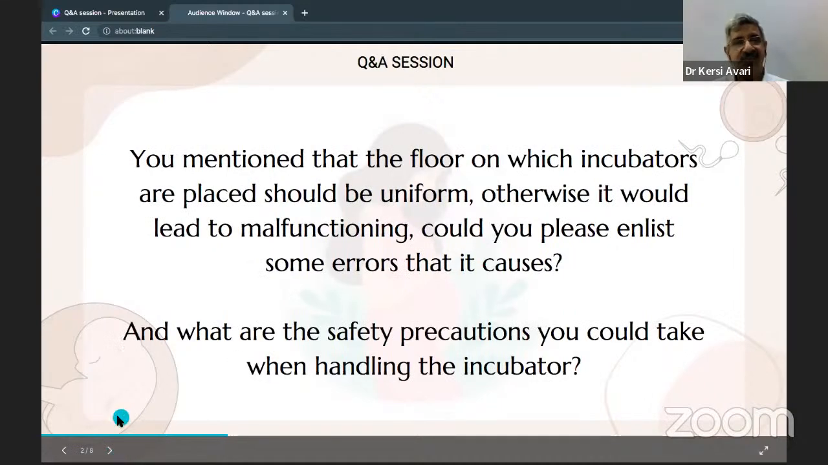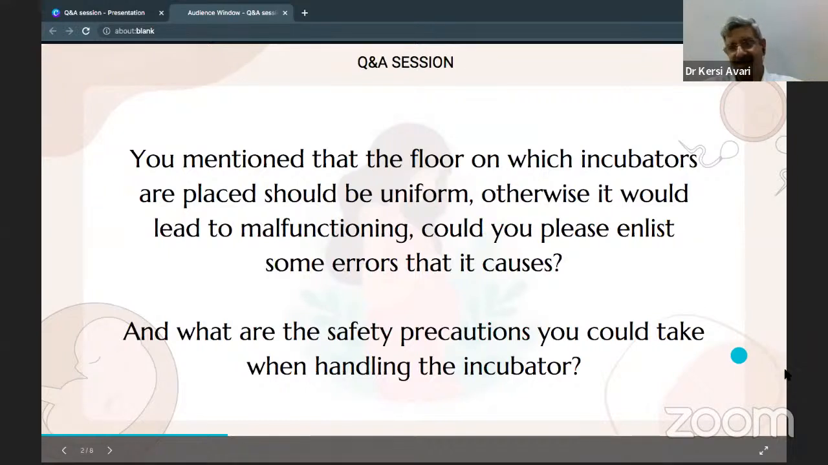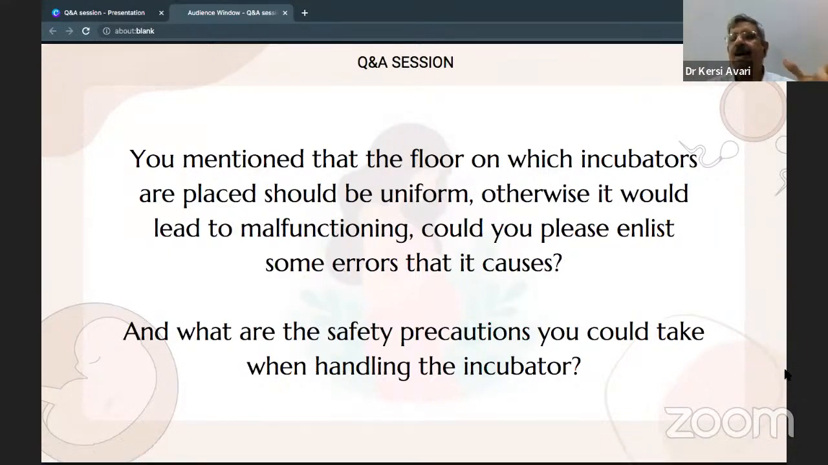You mentioned the floor with the incubator. See, on the floor there are tables, there are shelves. Initially what we used to do was keep the kadappas, but now the system of kadappa is gone. We have heavy stainless steel tables, and the stainless steel tables and the floor level should be perfect.